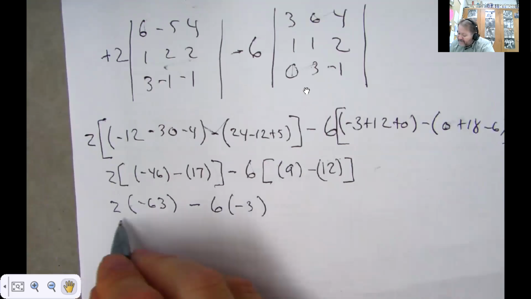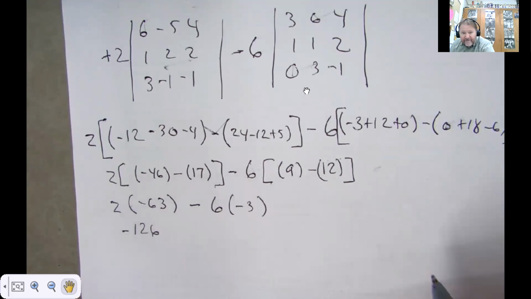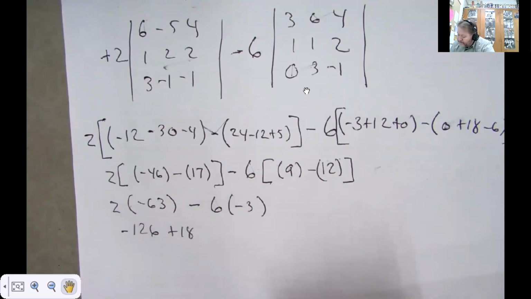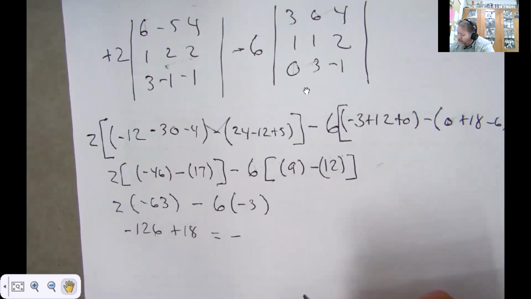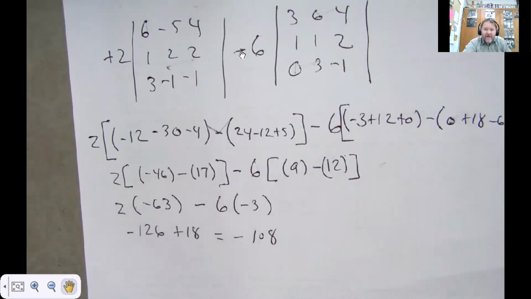2 times negative 63 is negative 126. Negative 6 times negative 3 is 18, which is negative 108. And yes, it is. But let me just check and make sure that's the right answer, make sure I didn't make any mistakes. Okay, it was right. I didn't make any arithmetic mistakes, stupid, silly, anything. And that's it.